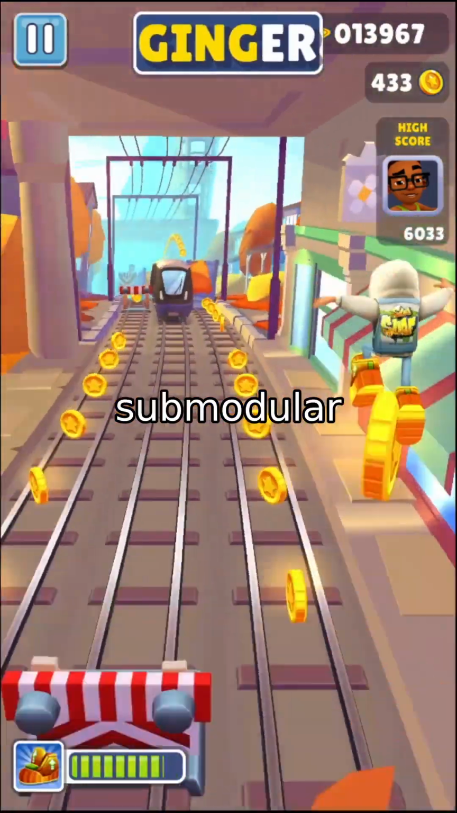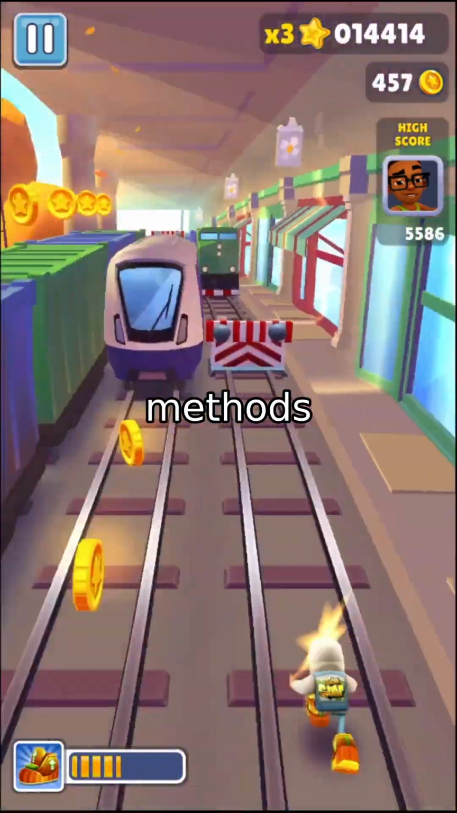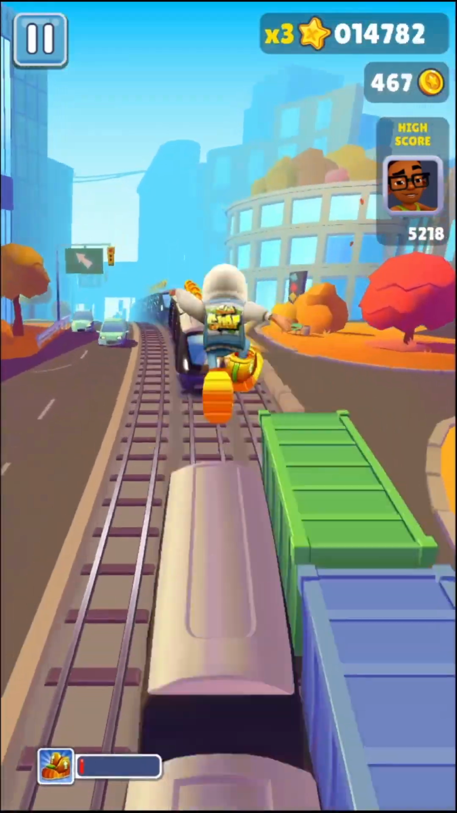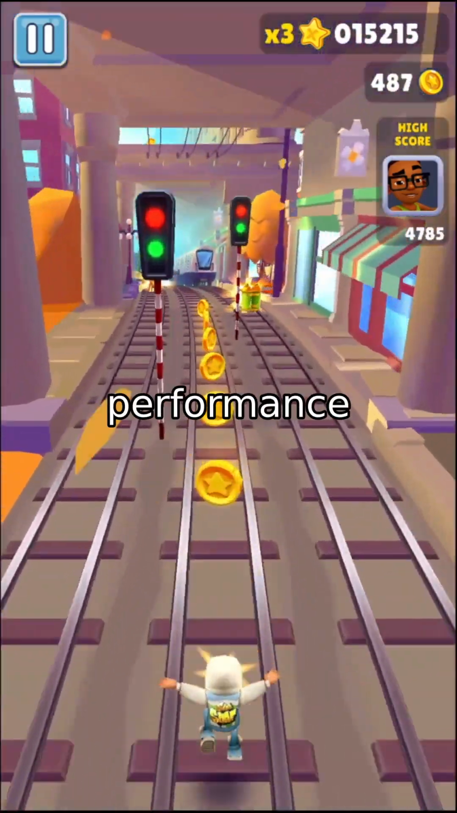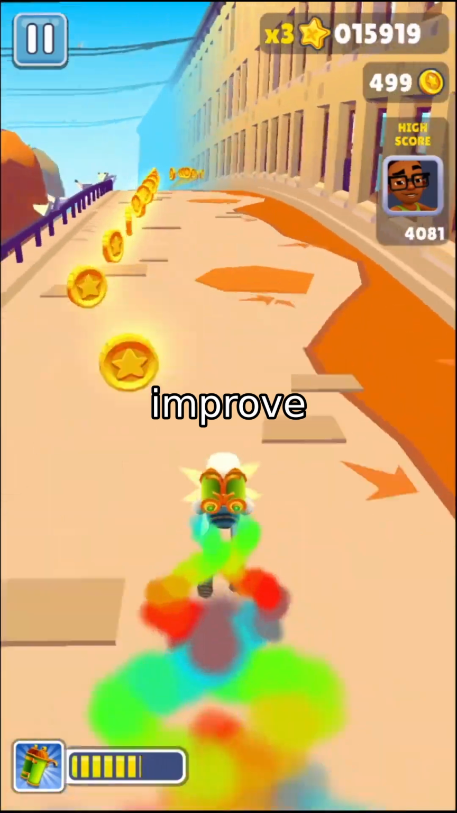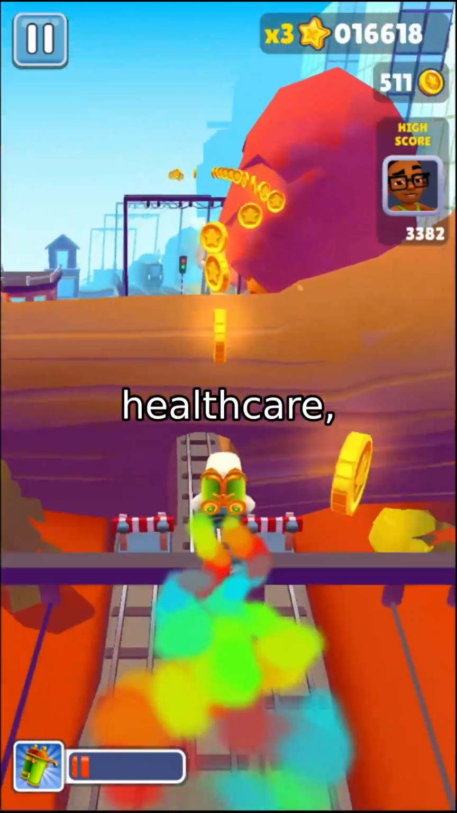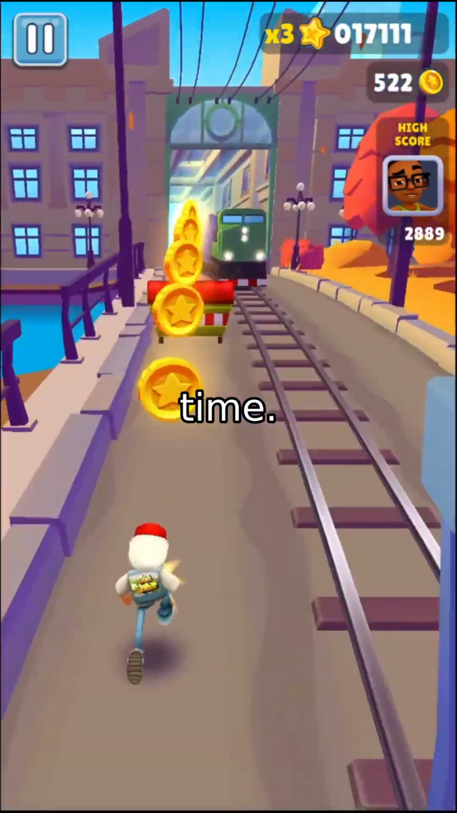Techniques like dynamic submodular learning prioritize the most critical data points, while adaptive chunk-based methods break data into manageable pieces, rethinking strategies as each chunk arrives. The results? Faster change detection, reduced errors, and robust performance on imbalanced datasets. In industrial settings, these systems improve fault detection in machinery, preventing breakdowns before they happen. In healthcare, they help diagnose evolving conditions, like tracking the progression of a disease over time.